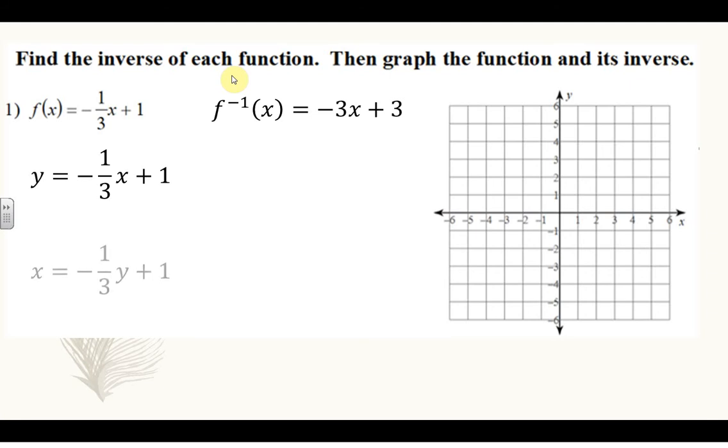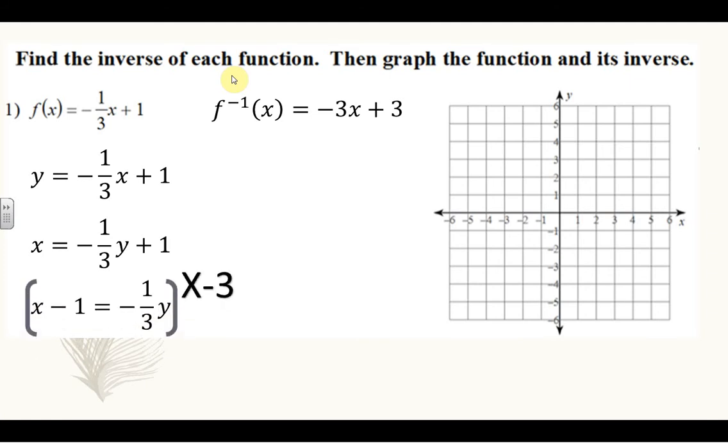Okay, so now we switch them. Switch those, subtract 1. And now we have to solve for the new y. So subtracted 1, we multiply by the reciprocal. This doesn't say x times the reciprocal; it says times -3. Just throwing that out there in case you're confused.